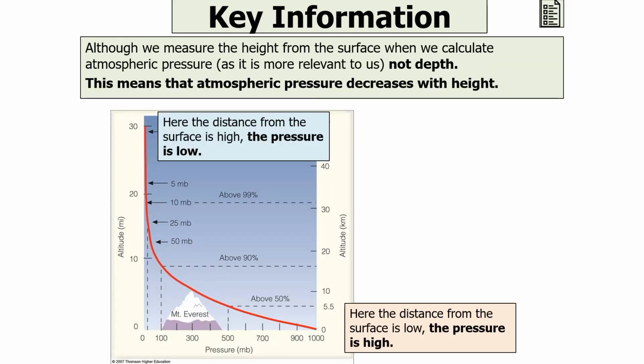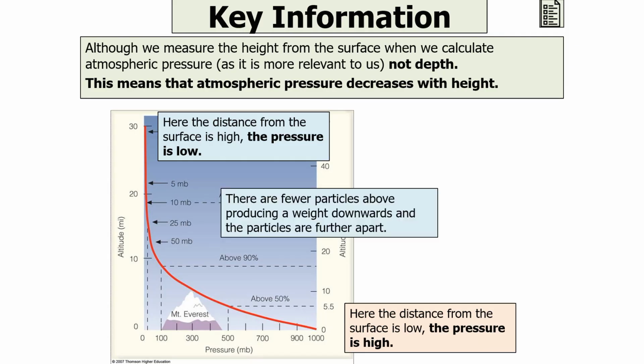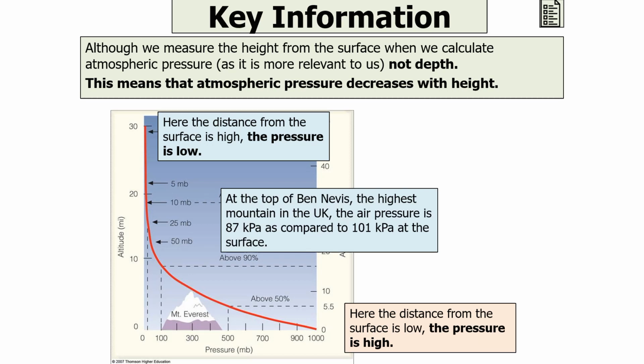Also note, although we measure the height from a surface when we calculate atmospheric pressure, we do not look at depth. So this means the atmospheric pressure decreases with height. So when you go to a high distance from the surface, the pressure is low. And when the distance from the surface is low, the pressure is high. Once again, why is that? Because there are fewer particles above producing a weight downwards, and the particles are further apart. Now pilots know this. The higher you fly, the lower the pressure of the atmosphere is. At the top of Ben Nevis, the highest mountain in the UK, the air pressure is 87 kilopascals as opposed to 101 kilopascals at the surface of the Earth.